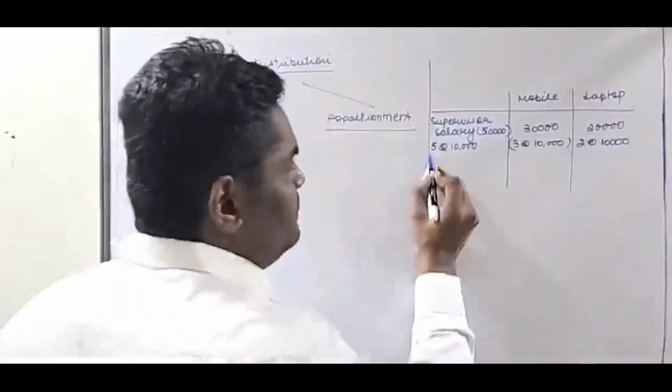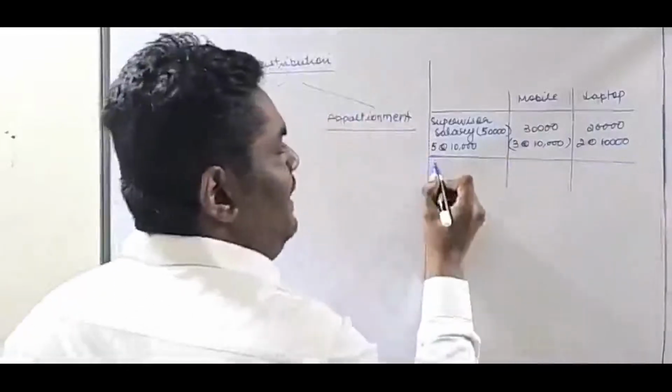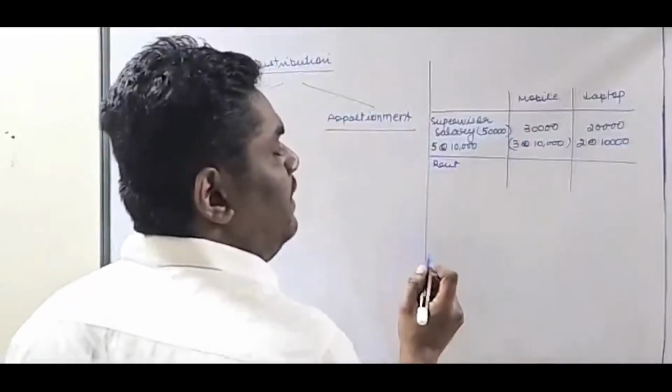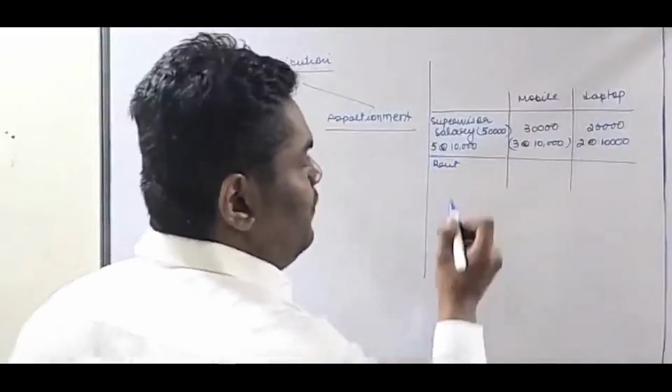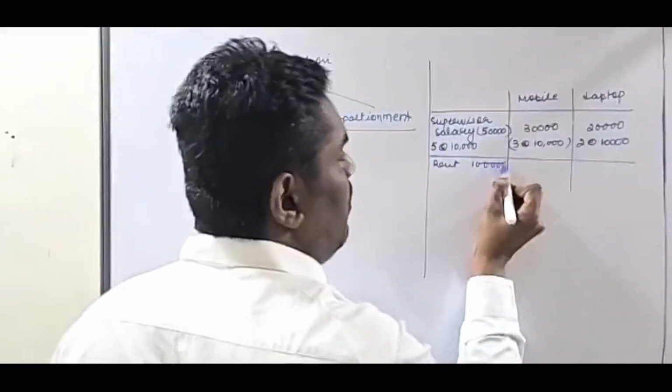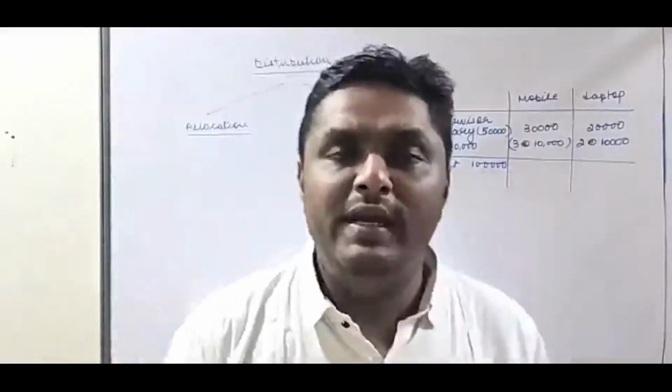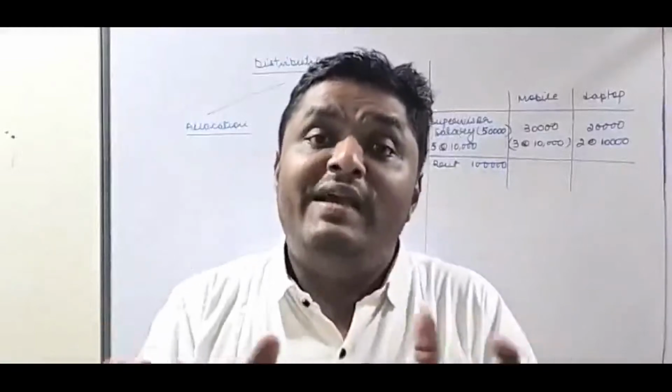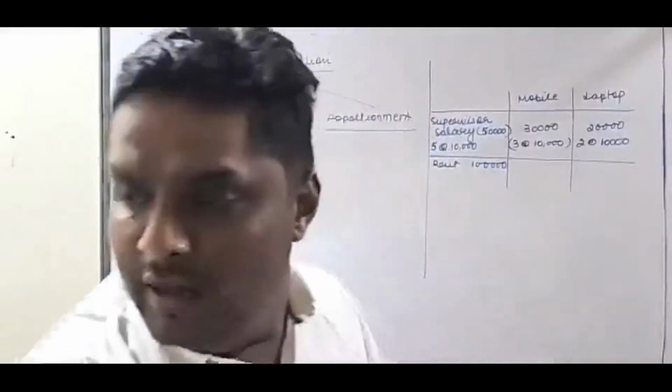Another example, let's say I'm paying a rent of rupees 1 lakh and I have taken 2 premises on hire.